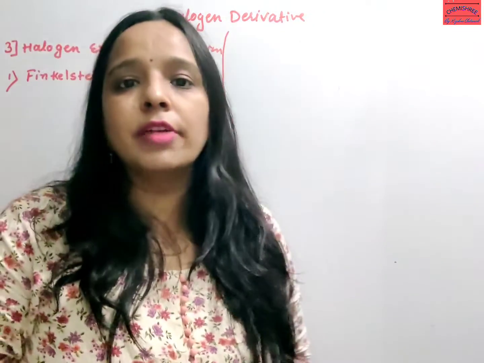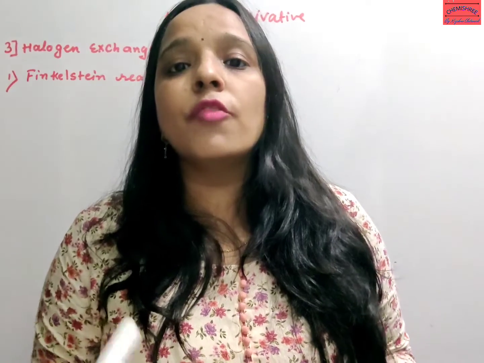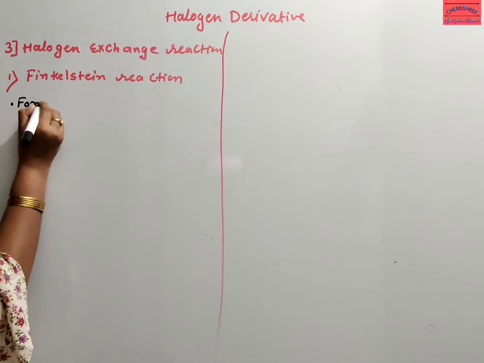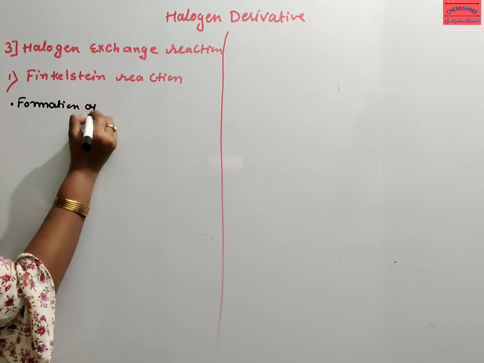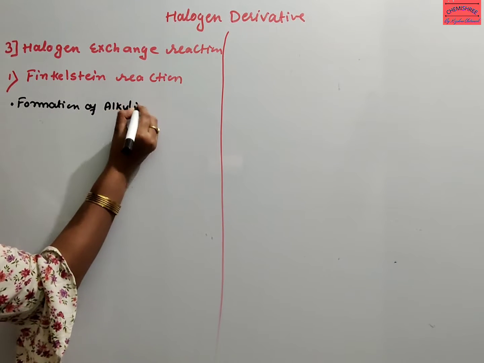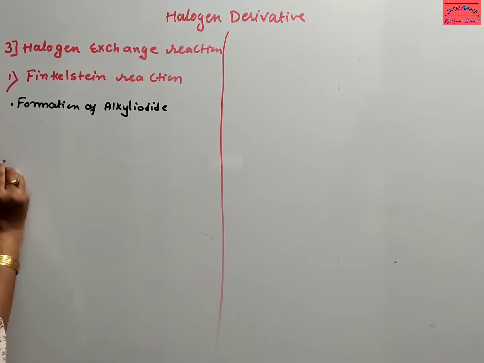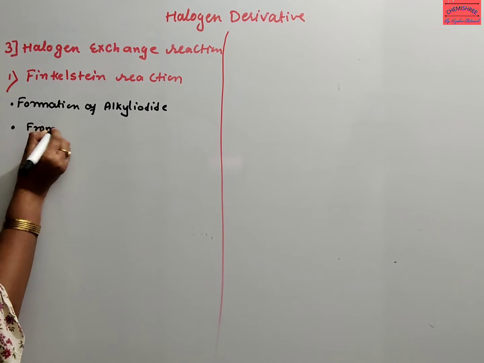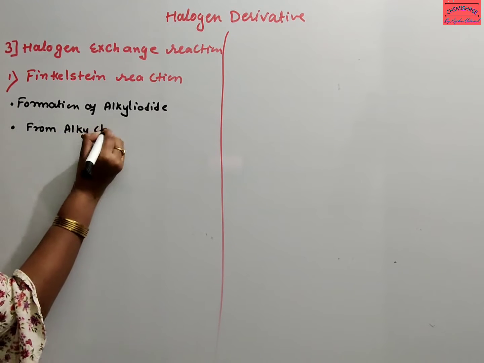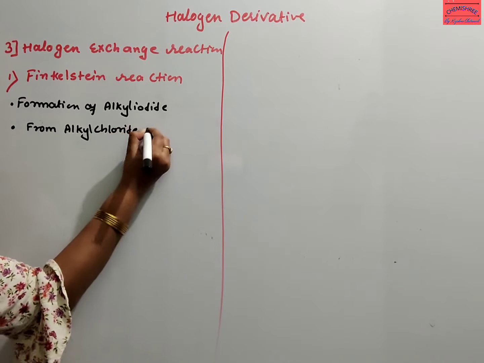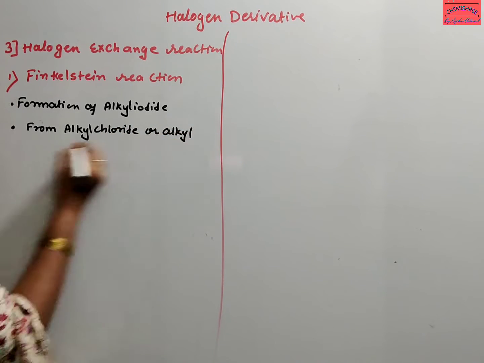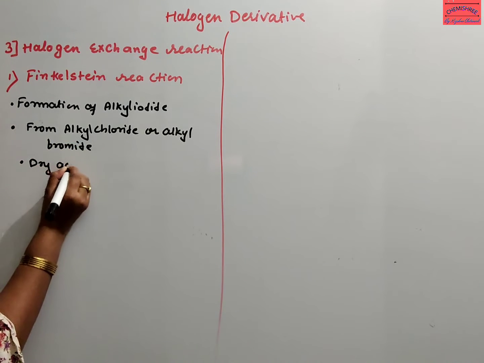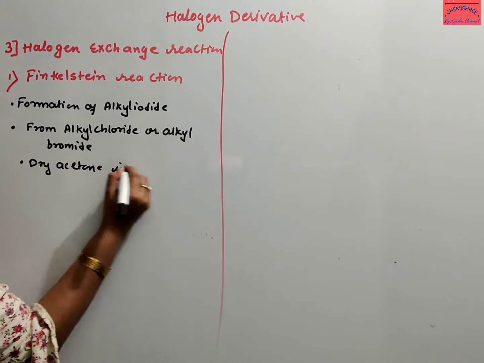In Finkelstein reaction, what will happen? This is the formation of alkyl iodide. So in Finkelstein reaction, formation of alkyl iodide takes place from alkyl chloride or alkyl bromide. Dry acetone is used as solvent.